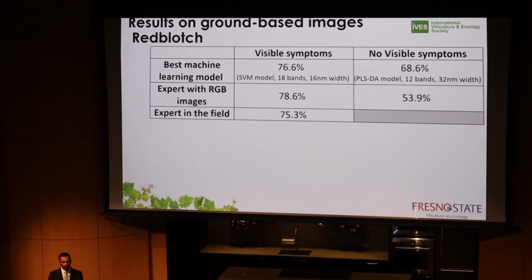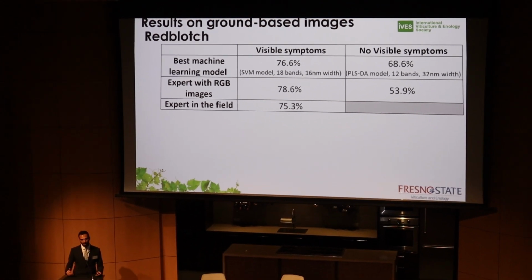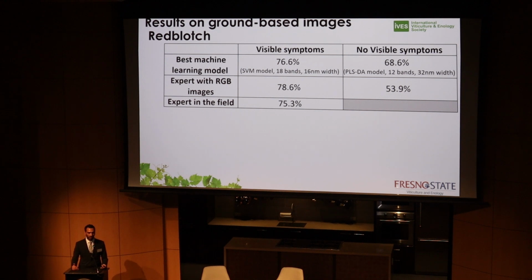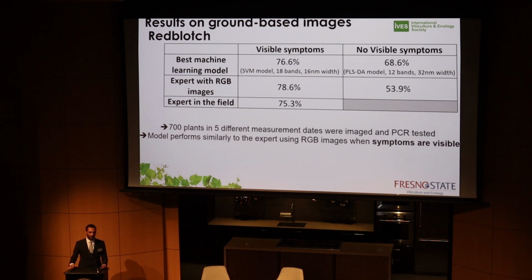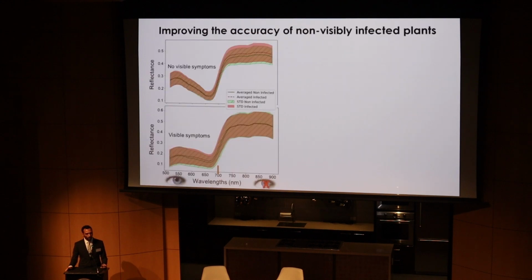So we started working on trying to give growers the ability to assess infection before it's actually visible, because that's also a time of the year where you have less time to work. If you think about monitoring every single vine during harvest time, that's not something we can really afford. This is a total of 700 plants in 5 different measurement dates that were all imaged and PCR tested. The model performs similarly to the expert using RGB images and higher than them when symptoms are visible.